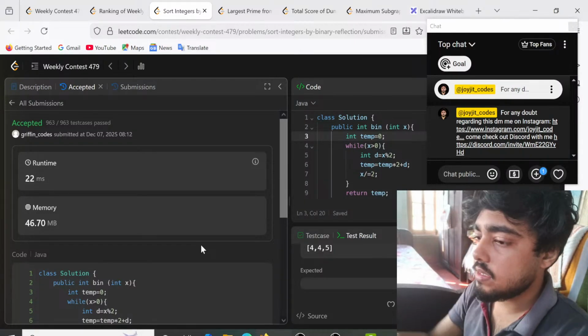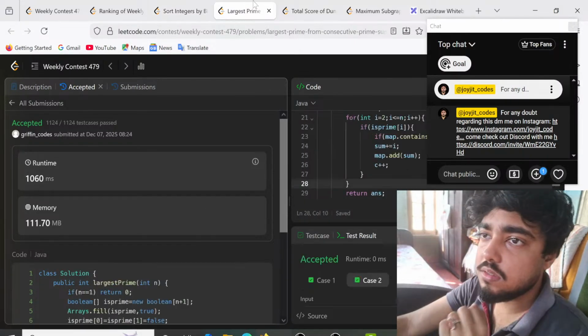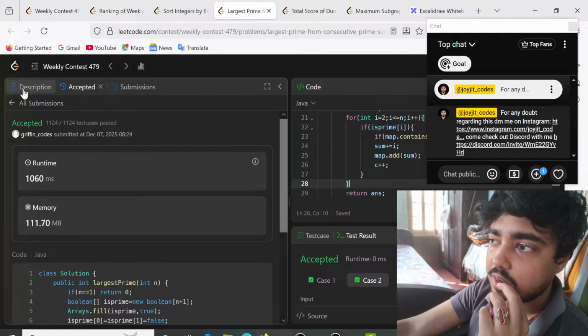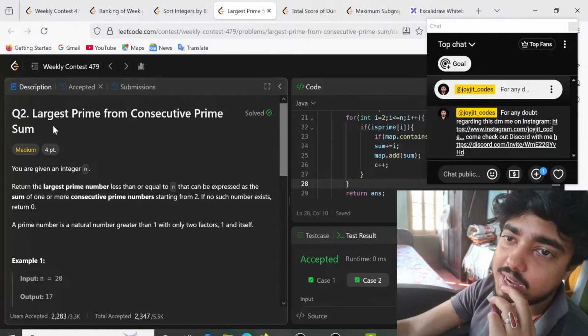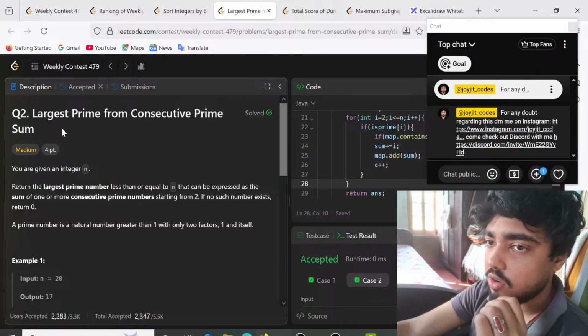Okay. Let's assume that there is no question in that case, and we can move on to the second question. The second question is largest prime from consecutive prime sum.